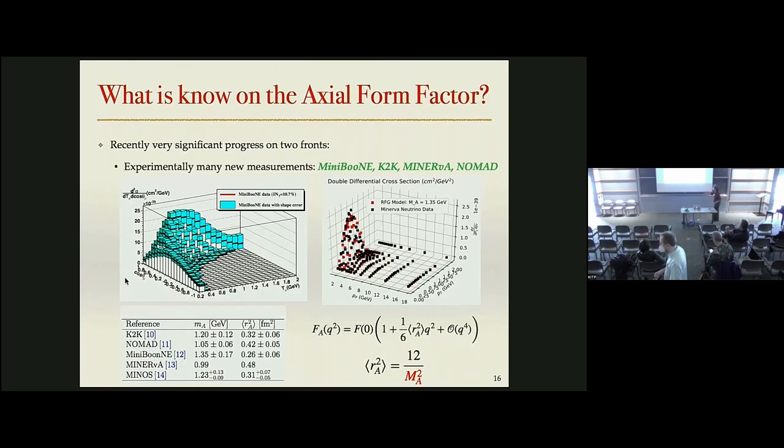For instance, here MINERvA assume this MA of 0.99, yes? And then they make a huge correction with GENIE, on their model, to reproduce the data. But you see that MiniBooNE had 1.35, but K2K and MINOS are not very far. They agree for this axial mass.